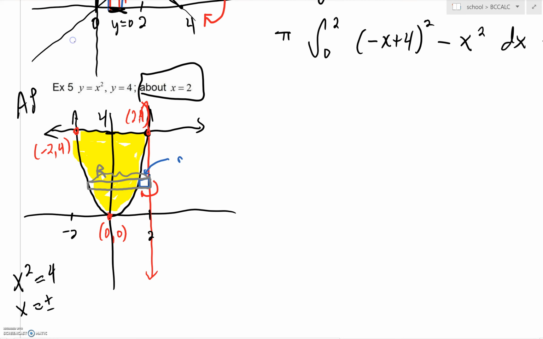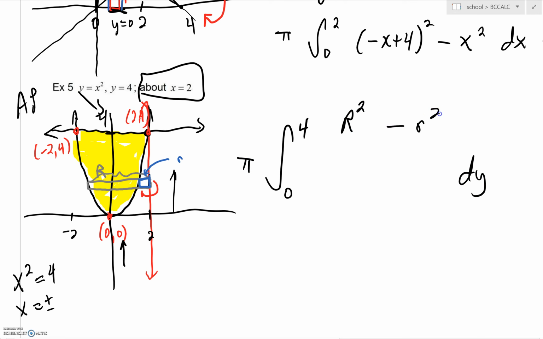What I hope is going to be very clear to you is that we're integrating not in terms of x, but in terms of y. When you're seeing these rectangles, they're stacked going up and down. So I've got y equals 0 to y equals 4, and we're going to have a dy. I'm going to pull a pi out. We'll have our big R minus our little r. The big R, we're going to have to do right minus left. So look at this. The right boundary is x equals 2. How about the left boundary?